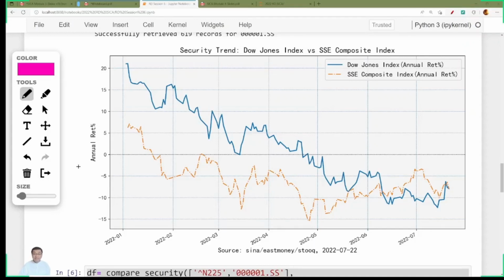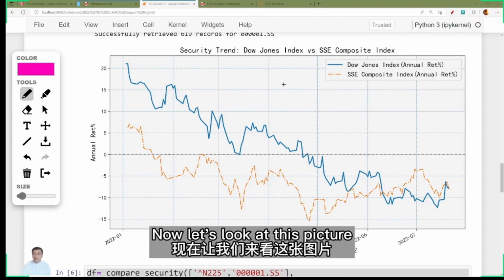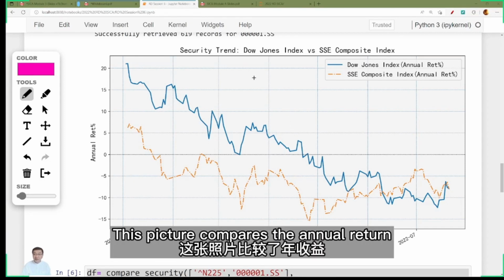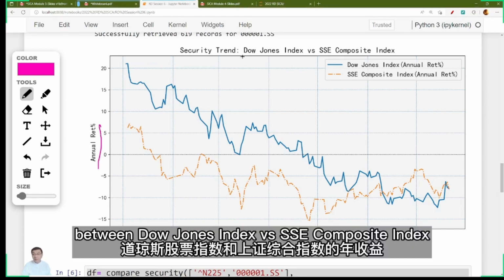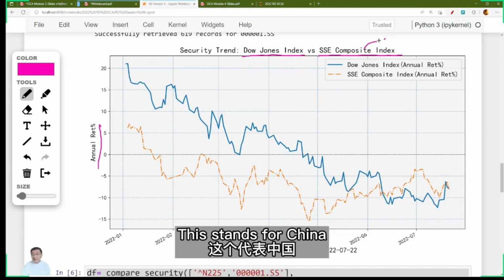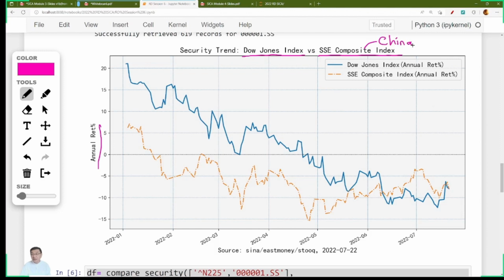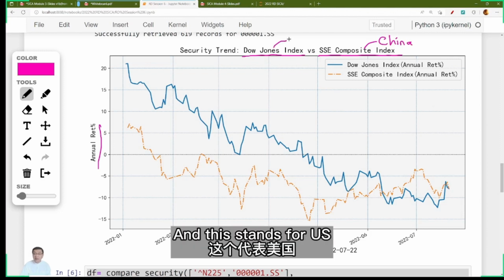Let's come back. Now let's look at this picture. This picture compares the annual return between Dow Jones Index versus SCSC Composite Index. This stands for China, and this stands for US.